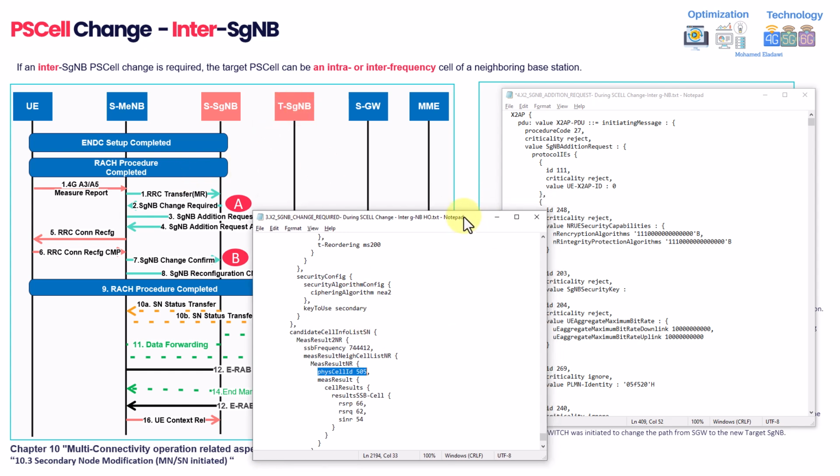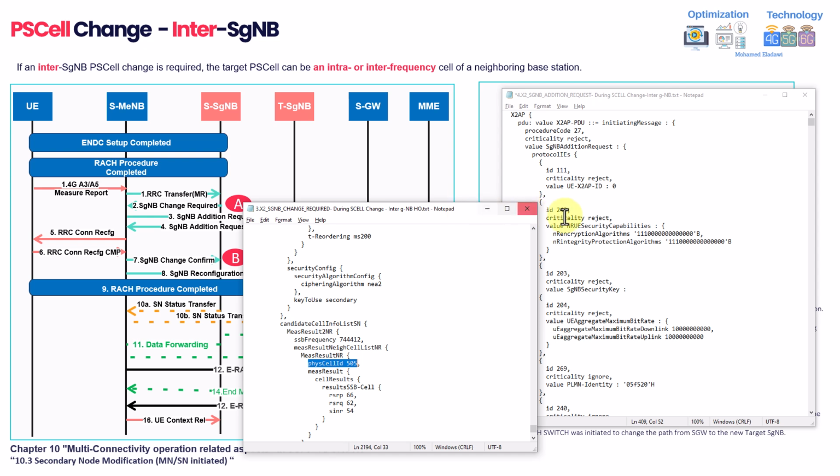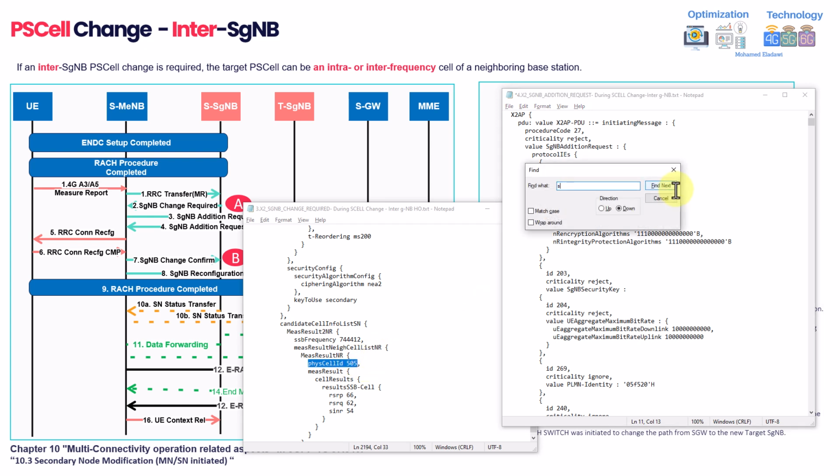So for example here, it's required to change the primary secondary cell, or SP cell. If you remember, in the very beginning I explained the concept of this naming of the SP cell and so on. In this case, you can even search with the PCI or search for the SP cell, the secondary primary cell.